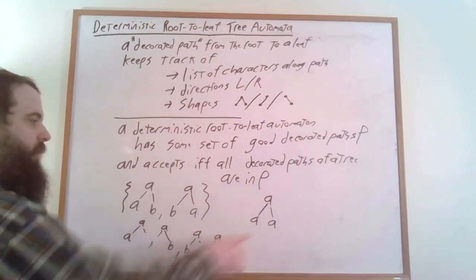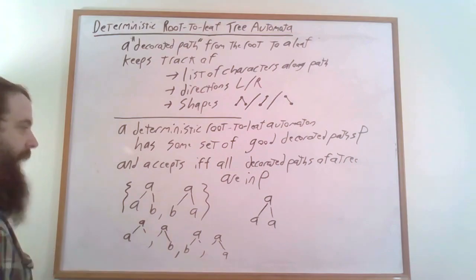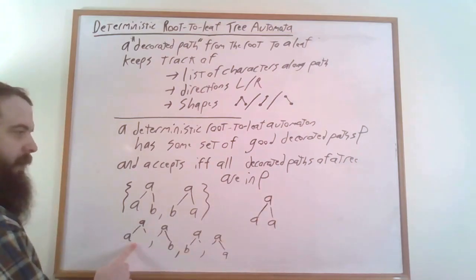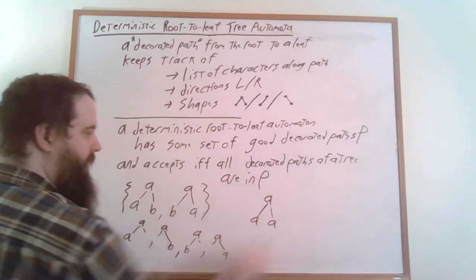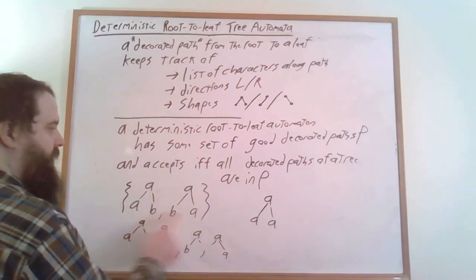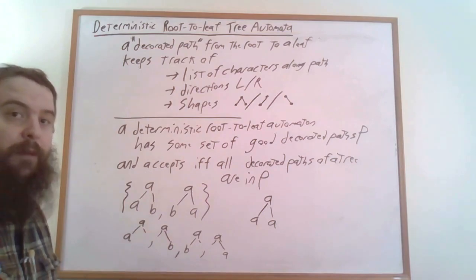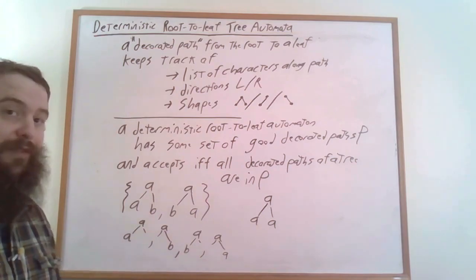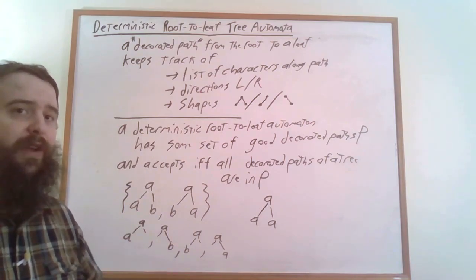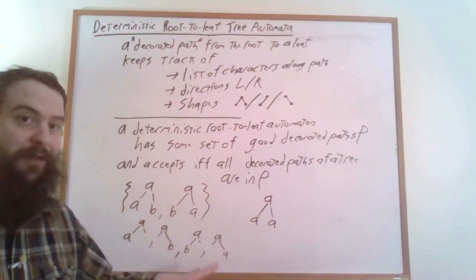this particular tree, all of its decorated paths are good decorated paths, right? We have this path here, which is this one here, and we have this path here, which is this one here. So if these two words are accepted, then this word also has to be accepted by our deterministic root-to-leaf tree automaton. And so there's no deterministic root-to-leaf tree automaton that just accepts these two labeled trees and nothing else.